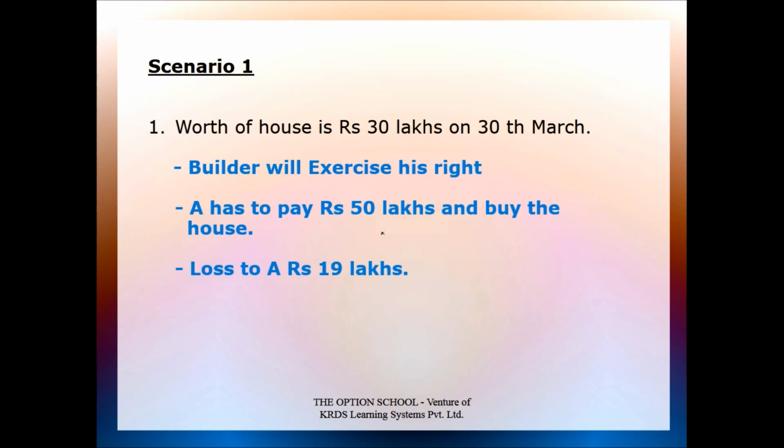He is paying 50 lakhs to the builder and he has already accepted 1 lakh. So net outflow for A is 49 lakhs, in which he is buying a property worth 30 lakhs only. So he loses 19 lakhs. Builder saves the same 19 lakhs. So one person's gain is other person's loss. Right? It's ultimately a zero-sum game.